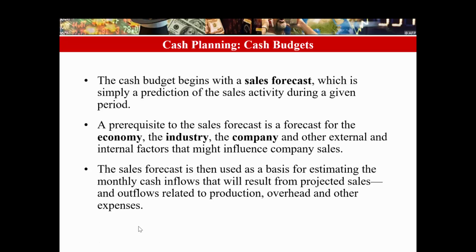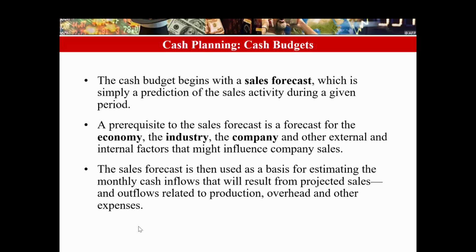Like a lot of other forecasting tools, a cash budget begins with a sales forecast, which is simply a prediction of the sales activity during a given period. A prerequisite to the sales forecast is a forecast for the economy, the industry, the company, and other external and internal factors that might influence company sales. So these sales forecasts could be top-down or bottom-up. It might involve different teams in the company so that these projections are made with some accuracy.